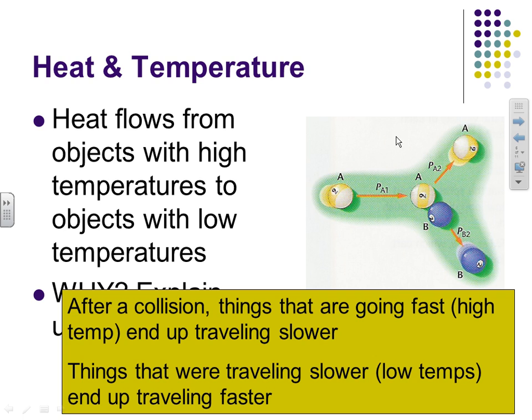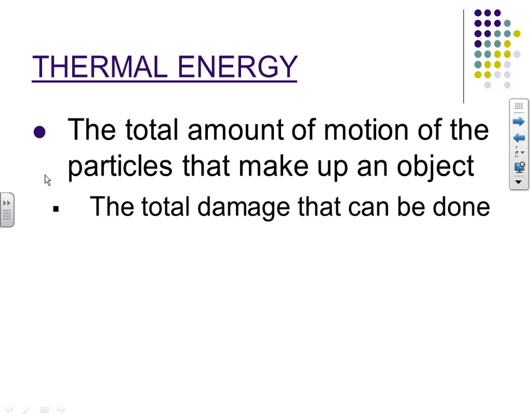All right, next, thermal energy. We explained it a little bit before, but same idea, just worded a little differently, right? The total amount of motion of all the particles that make up an object. Or we can think of it as the total damage that can be done, right? So, if we want to take into account the total amount of motion of the particles, what are we going to have to know? What factors are going to determine the thermal energy, or the total amount of motion of the particles? What are some things we're going to have to consider?